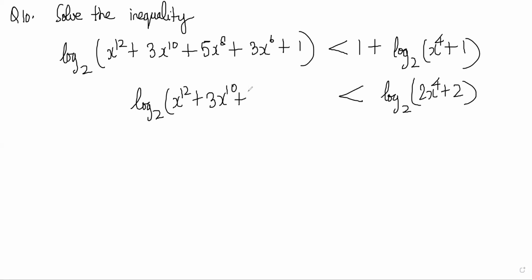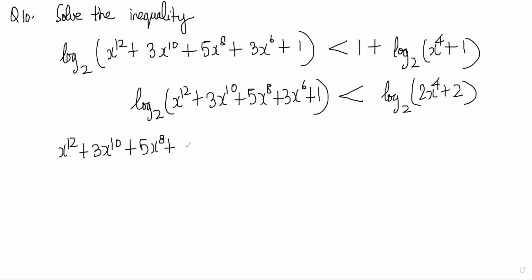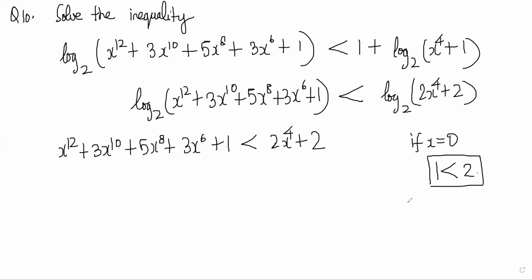Since log is an increasing function, we can remove the log and write it simply as this is less than that, right? We can rewrite this inequality like this: x power 12 plus 3x power 10 plus 5x power 8 plus 3x power 6 plus 1 is less than 2x power 4 plus 2. At this stage, we can say that if x is 0, this inequality is satisfied because 1 is less than 2. So x is 0 is a solution for this inequality.